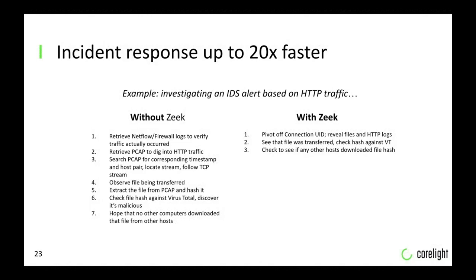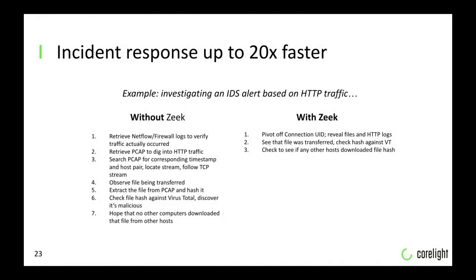You pivot off the connection ID. It'll show you the files log and the HTTP log, so you get visibility directly into the HTTP traffic that the IDS alert fired on. It will show you, in this theoretical example, that a file was transferred. You can click that file from Zeek's file log, look up the hash, which is also pre-calculated in the Zeek log, and look it up on VirusTotal. Boom, right? That's going to take maybe 15, 20 seconds.